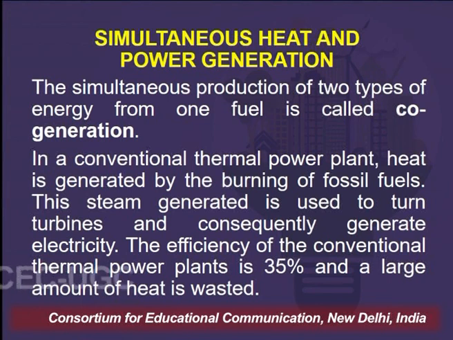The simultaneous production of two types of energy from one fuel is called cogeneration of energy. In a conventional thermal power plant, heat is generated by the burning of fossil fuels. The steam generated is used to turn the turbines and consequently generate electricity. The efficiency of conventional thermal power plants is 35% and a large amount of heat is thus wasted.